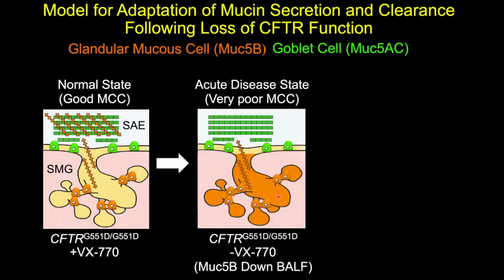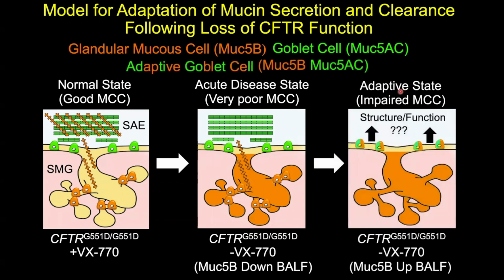They can no longer secrete, but there's been insufficient time for surface airway secretory cells to adapt to express MUC5B in an attempt to compensate. And in the adaptive state, we believe that the surface airway secretory cells or goblet cells in the proximal airway are producing both of these mucins, and this likely has functional implications for both clearance and perhaps inflammation within the airways that are reacting to the constant exposure to this mucin.